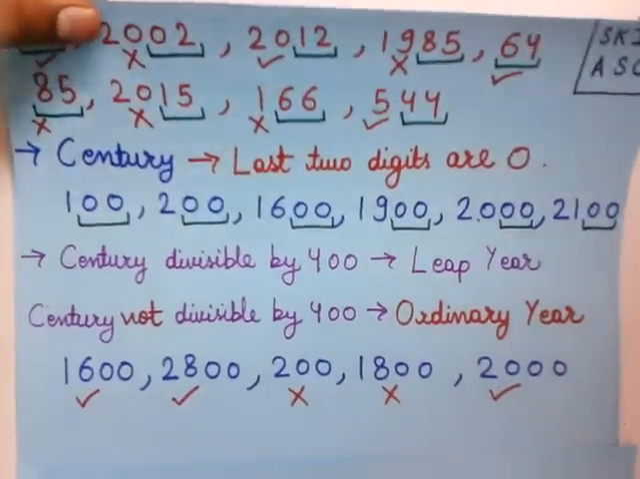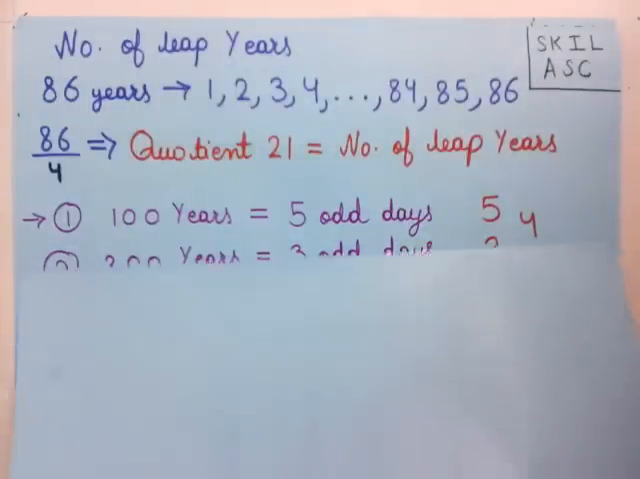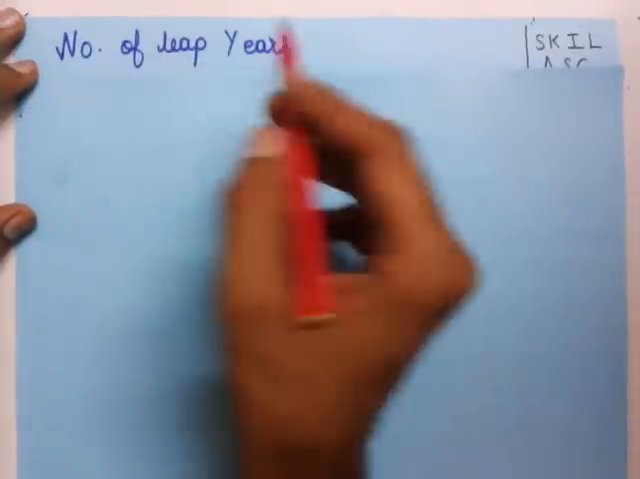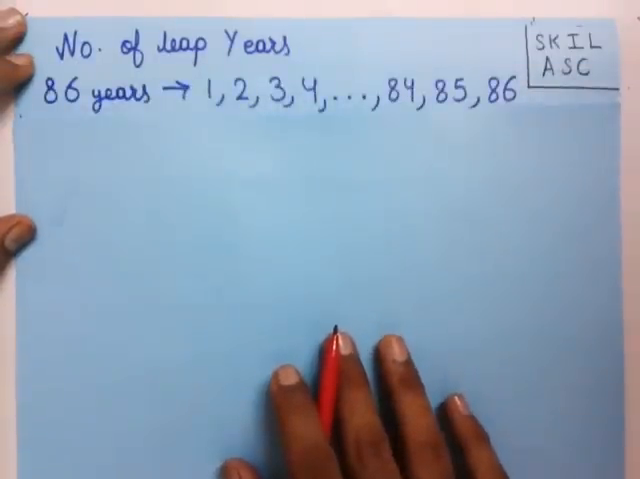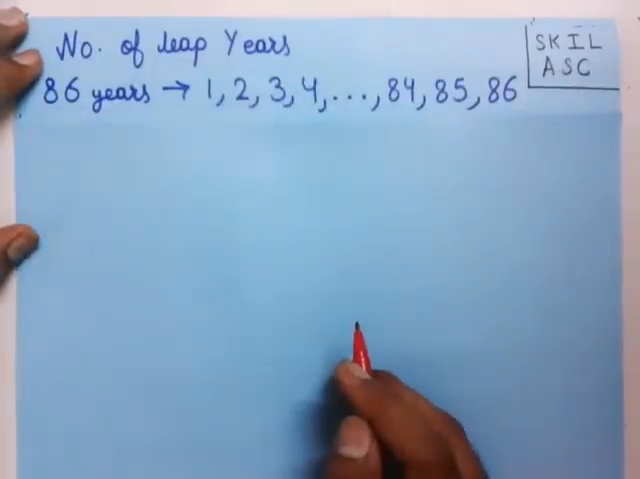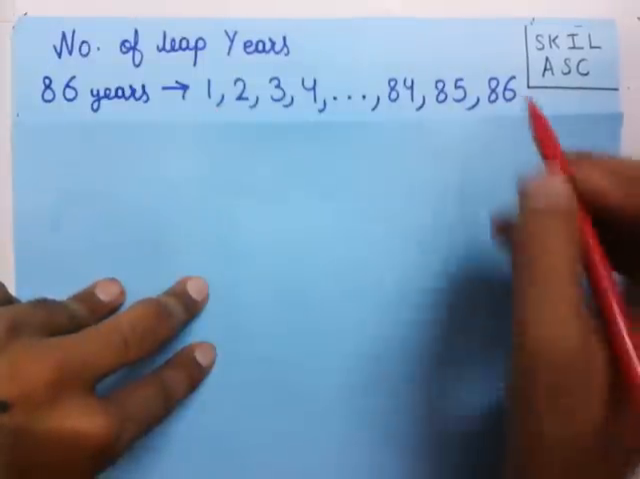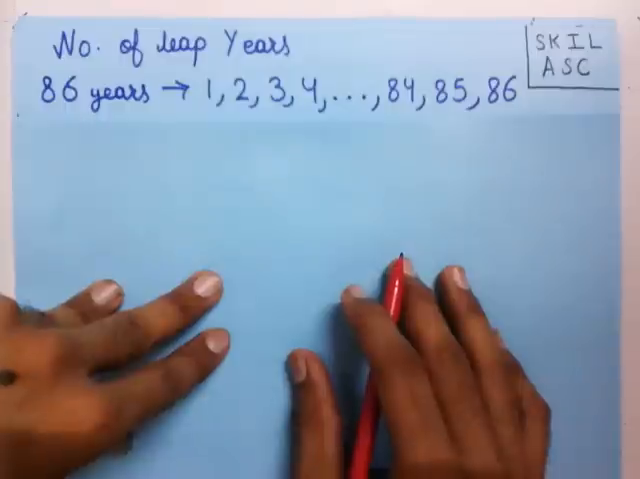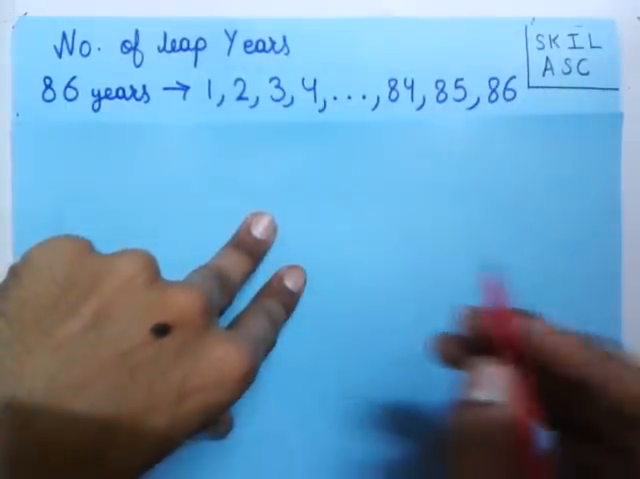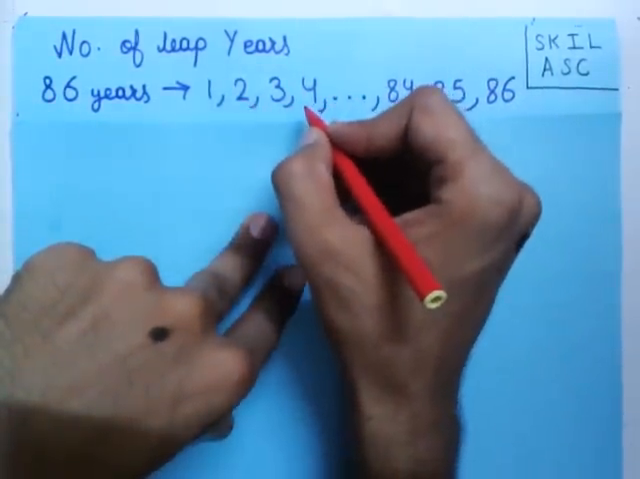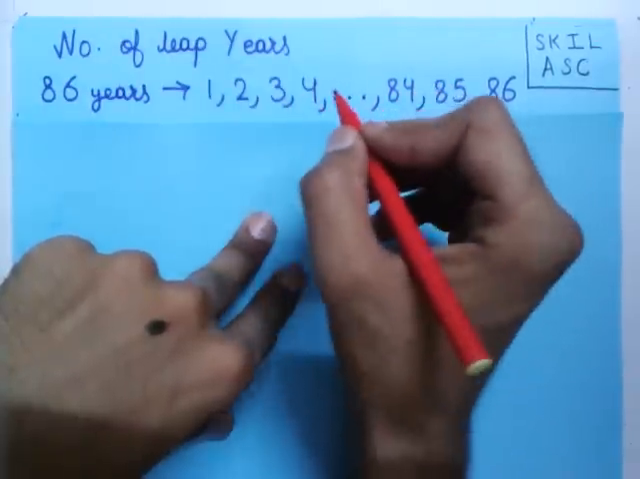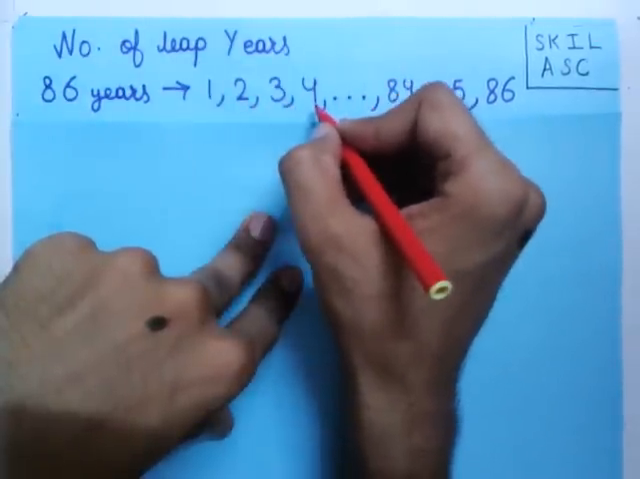So now we go ahead. Now how to find the number of leap years? We know what leap years are, but how to find the number of leap years? Suppose we have 86 years, that is, years from 1 to 86. Now we have to find how many of these years are leap years. You must notice that at every fourth step, I repeat, at every fourth step, you will find a leap year.